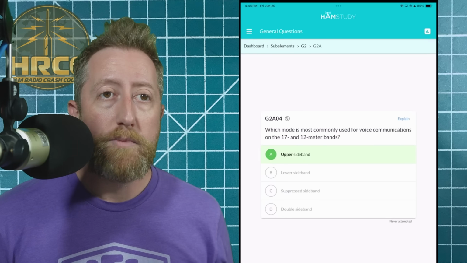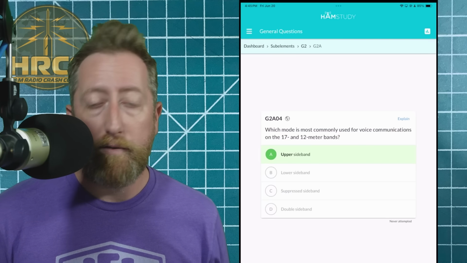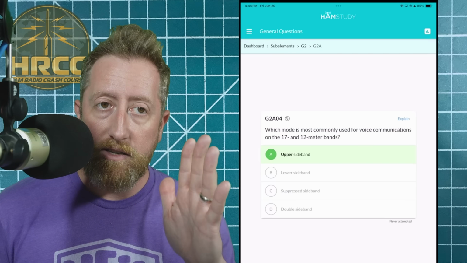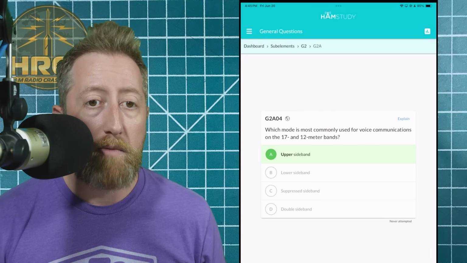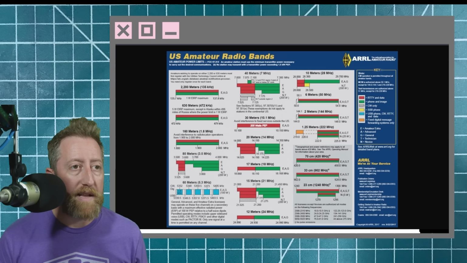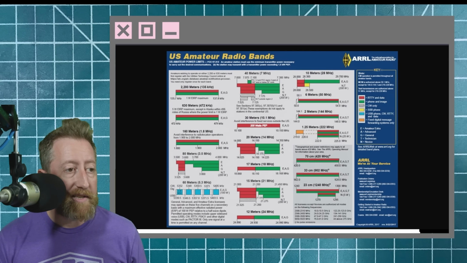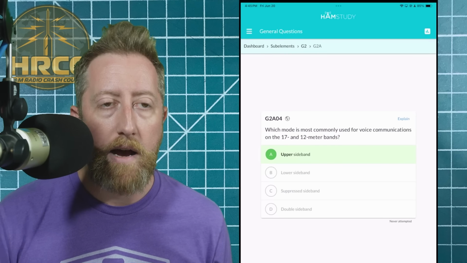Number 4, which mode is commonly used for voice communications in the 17 and 12 meter bands? So 14 megahertz is the cutoff. We know that 17 and 12 meter bands are higher. You can remember that, or attempt to start to remember that, by having the band chart available to you. Let's just see, 17 meters, that's 18 megahertz. Yeah, that is going to be A, upper sideband.